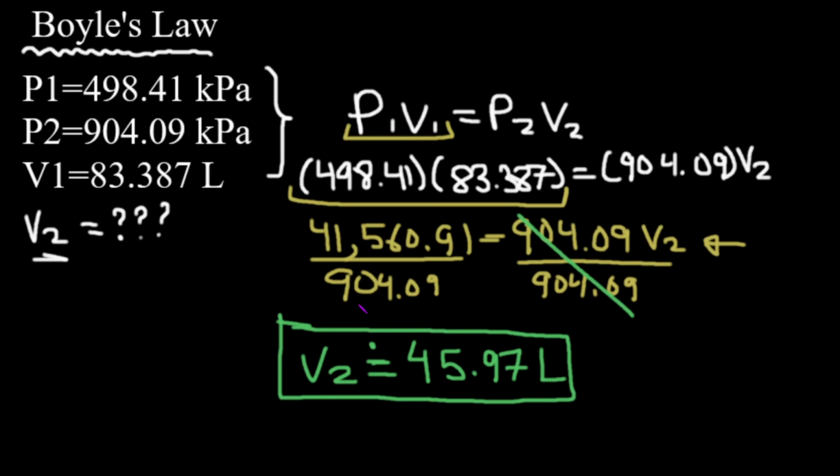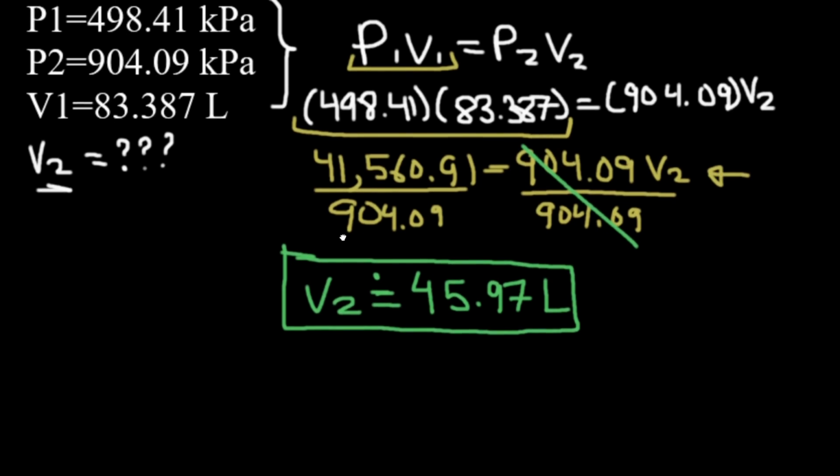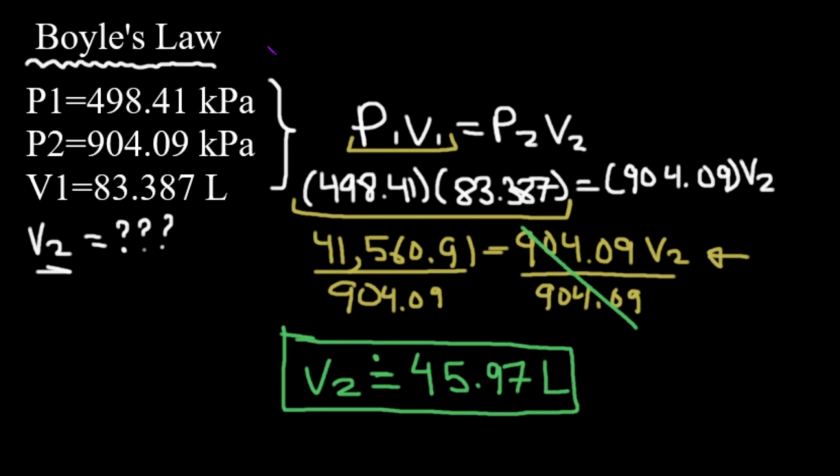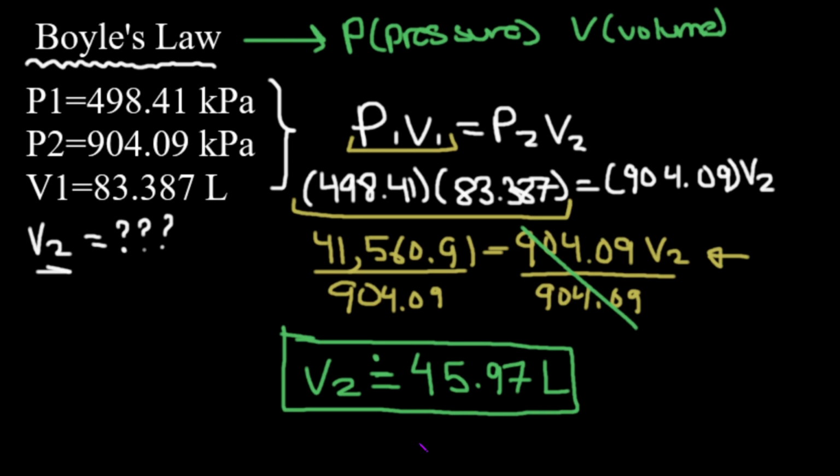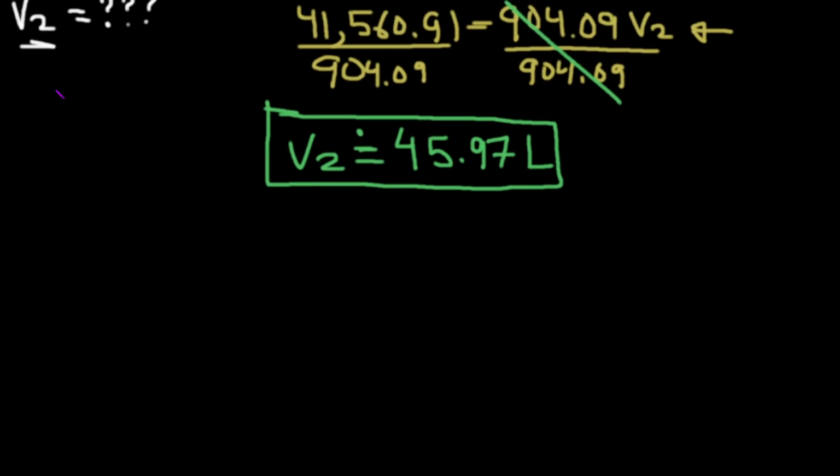Alright, so that was some information on Boyle's law. What we know from this video is that Boyle's law is obviously working with P for pressure and V for volume. And the law says that as the volume of something increases, the pressure decreases, and as the pressure increases, the volume decreases.